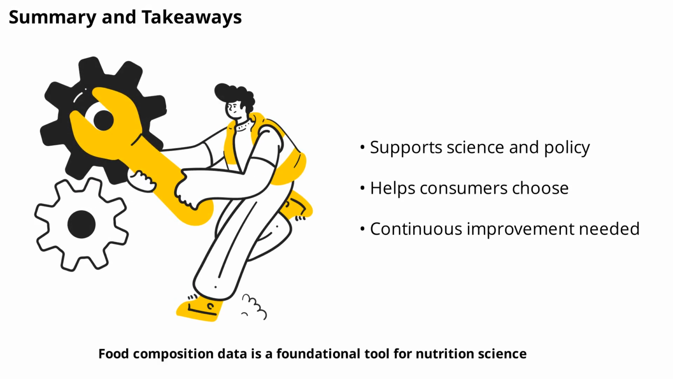Food composition data is a foundational tool for nutrition science, public health, and the food industry. It supports research, informs policy, and helps consumers make healthier choices. While there are challenges and limitations, ongoing collaboration and investment are improving data quality and coverage. By understanding how food composition data is collected, used, and maintained, we can all make better decisions for our health and well-being.